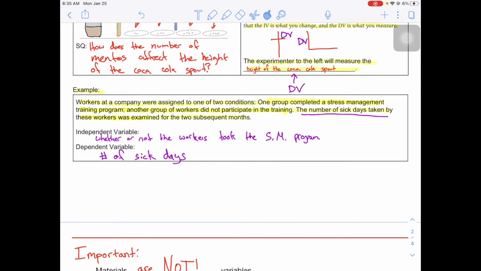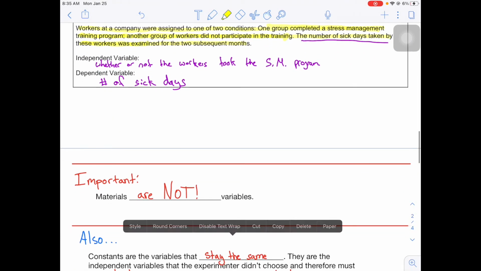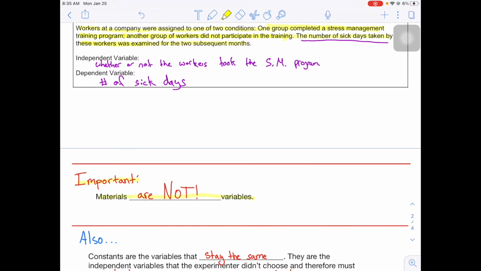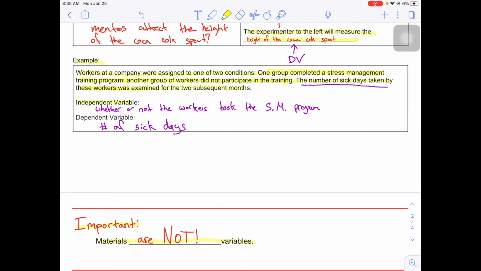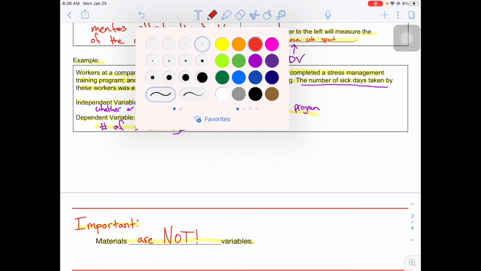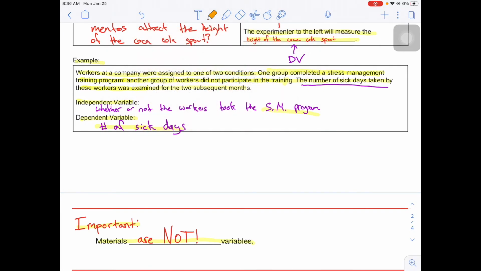Good. So important: materials are not variables. Materials are not variables. I didn't just say for independent variable, the stress management program. The thing is not the program, it's not the variable, it's whether or not they took the stress management program. The dependent variable isn't just sick days, it's the number of sick days. So in order to really nail this down, make sure that your variables have a number or a value or a yes or a no assigned to it. Make sure that it's quantifiable.